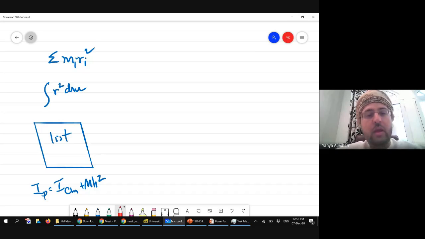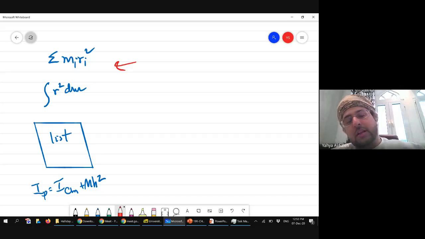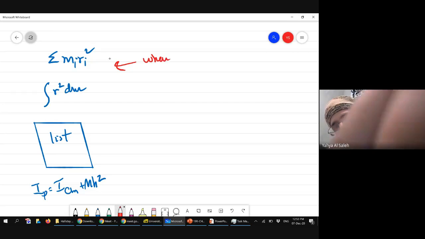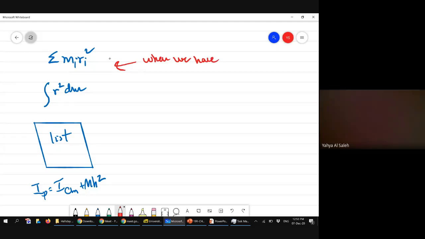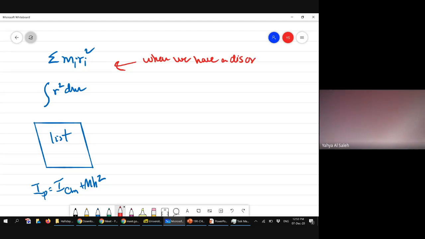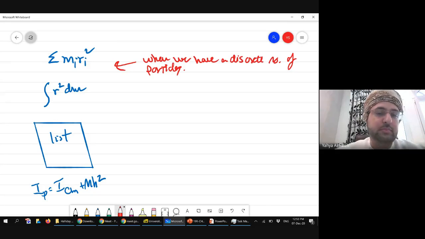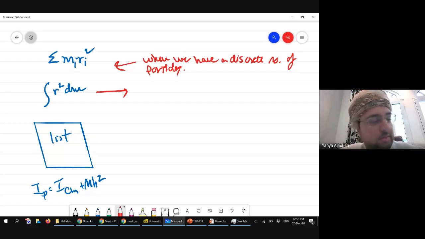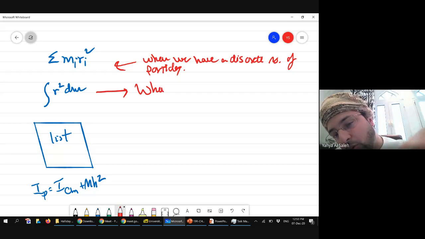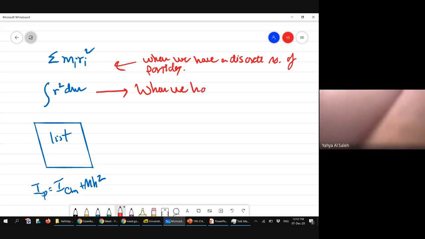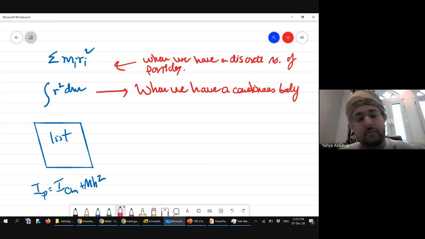Okay, the first one we use when we have a discrete number of particles. You have 10, 20, 30 particles, you can use this one. This we use when we have a continuous body.